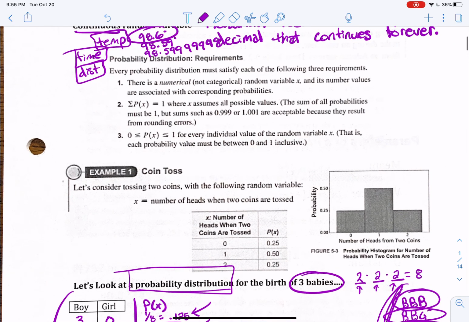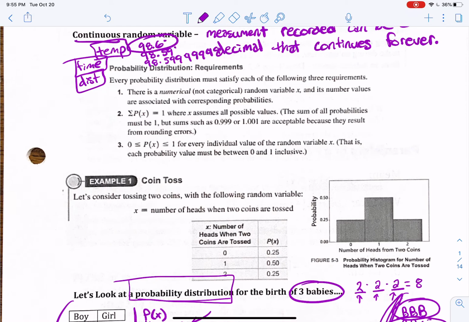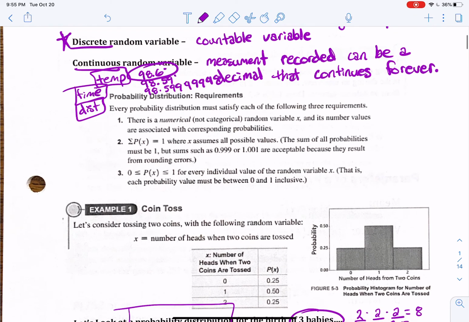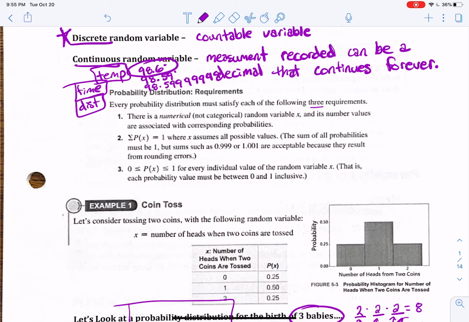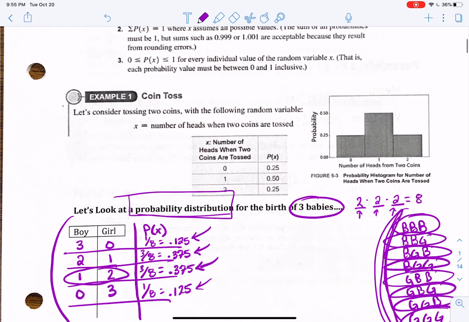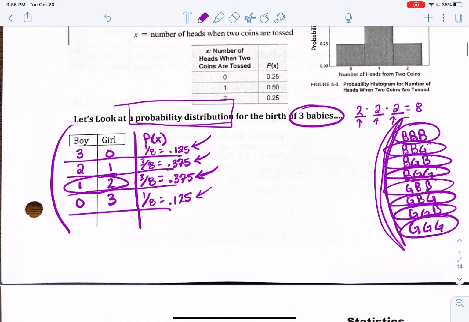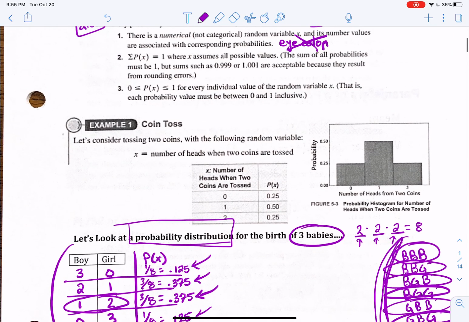Before we stop, let's see, probability distribution requirements. Every probability distribution must satisfy each of the following 3 requirements. Number 1, there is a numerical, not categorical, random variable. So eye color is a no. You cannot have eye color. It has to be something numerical, like the number of heads versus the number of tails, the number of boys versus the number of girls, that type of thing.